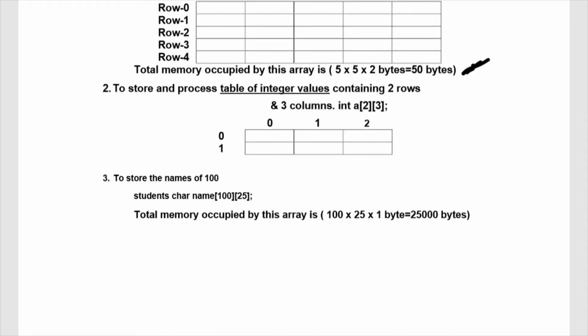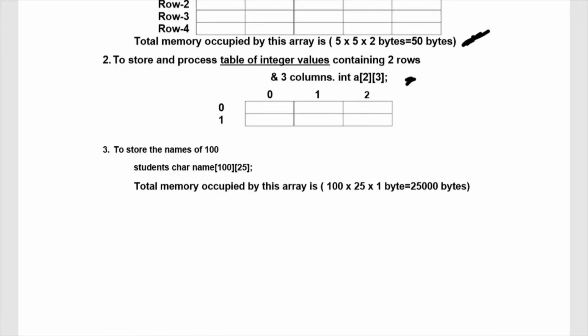Now to store and process a table of integers containing 2 rows and 3 columns, how do I declare? Already have shown you. int A of 2 rows, 3 columns. Right.